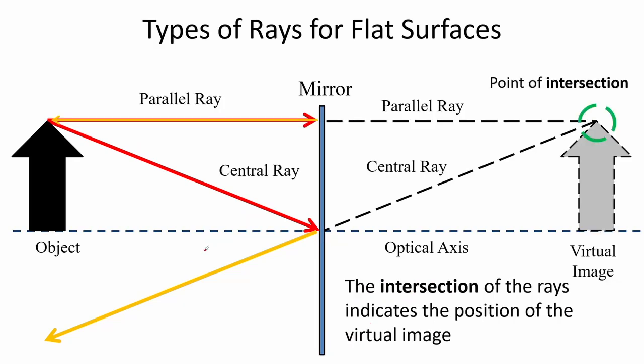To determine the position of the virtual image, we consider the intersection of the rays. Since on the left side, or the real space, the parallel and central rays would never intersect, we examine the extensions in the virtual space, which is represented by the dashed line. We see that the dashed lines intersect at the point indicated by the green circle. The intersection of the rays indicates the position of the virtual image.